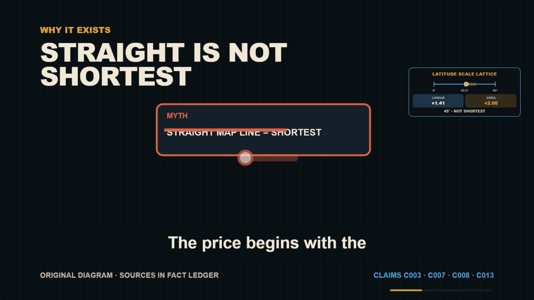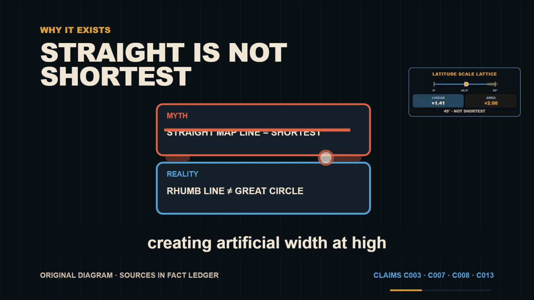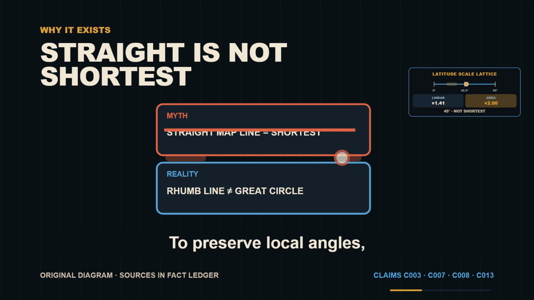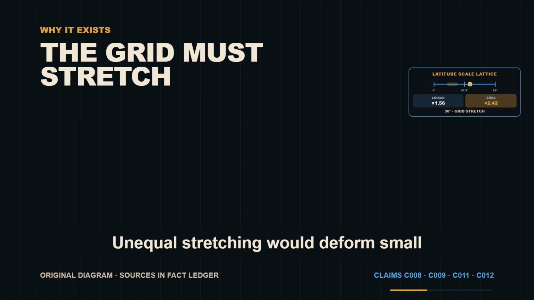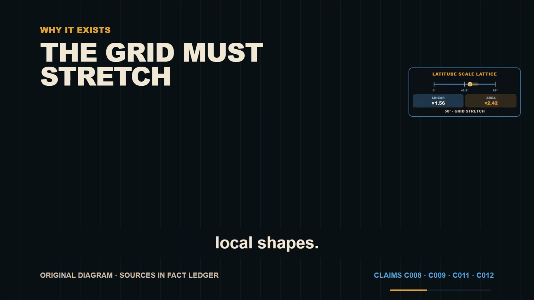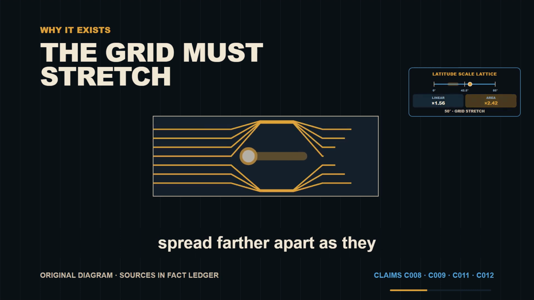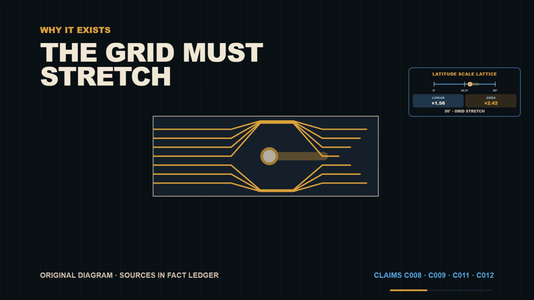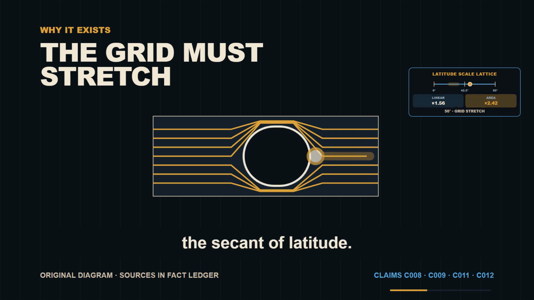The price begins with the latitude grid. Meridians converge on a globe, but Mercator forces them to stay parallel, creating artificial width at high latitudes. To preserve local angles, it must stretch north-south by the same amount as east-west. Unequal stretching would deform small local shapes, so the horizontal latitude lines spread farther apart as they approach either pole. On a spherical Mercator, the local linear scale follows the secant of latitude.